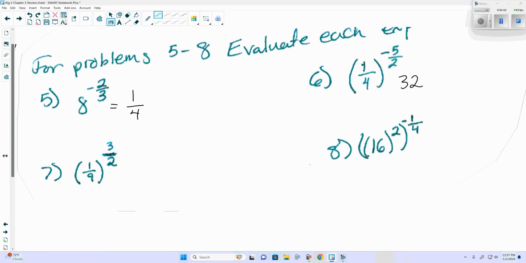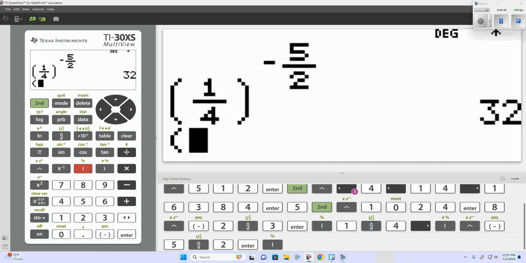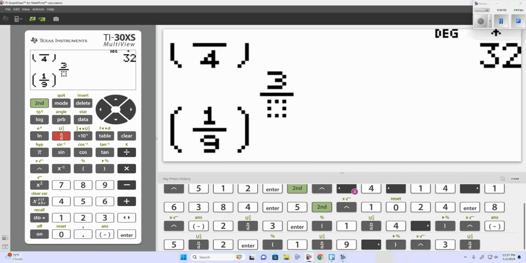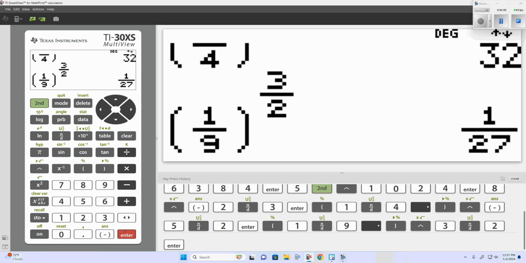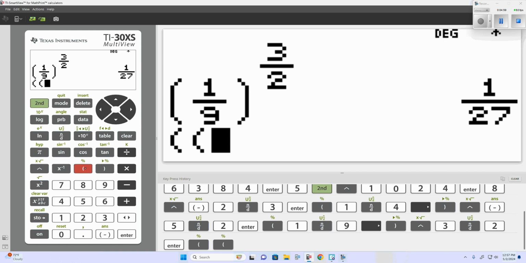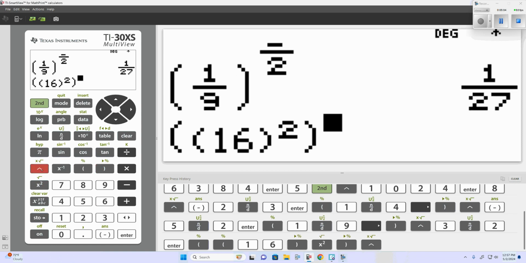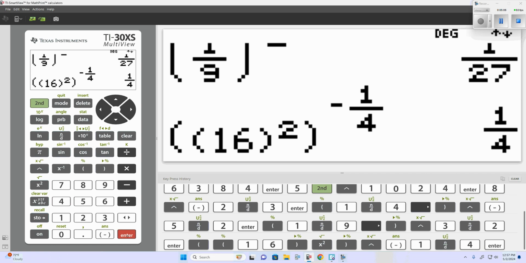And all these here, you can type them in exactly as we see them. So number 7, 1/9 to the 3/2. So I just grabbed the calculator, parentheses 1/9 to the 3/2. And the last one, parentheses, 16 squared to the negative 1/4 is 1/4.